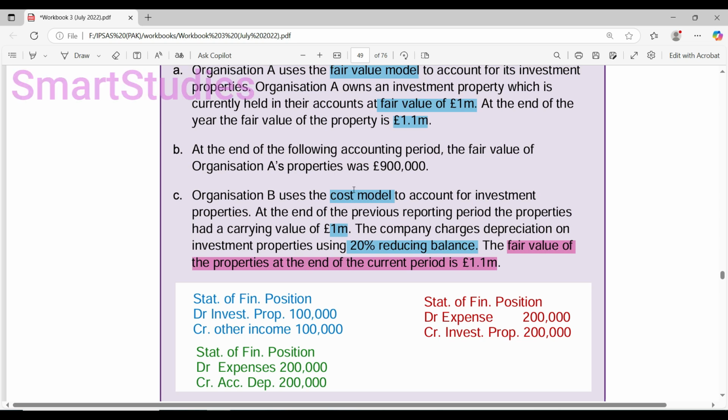Now we use the cost model. We have no concern with the fair value of 1.1 million because we use the cost model. So we just apply 20% depreciation on 1 million, that is 0.2 million, that goes to expense in the statement of financial performance, and 0.2 million credit to accumulated depreciation, that goes to the statement of financial position.